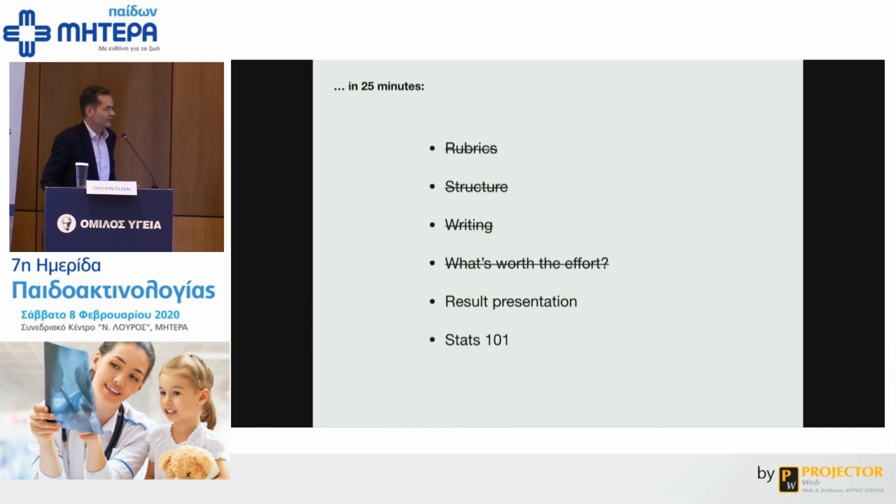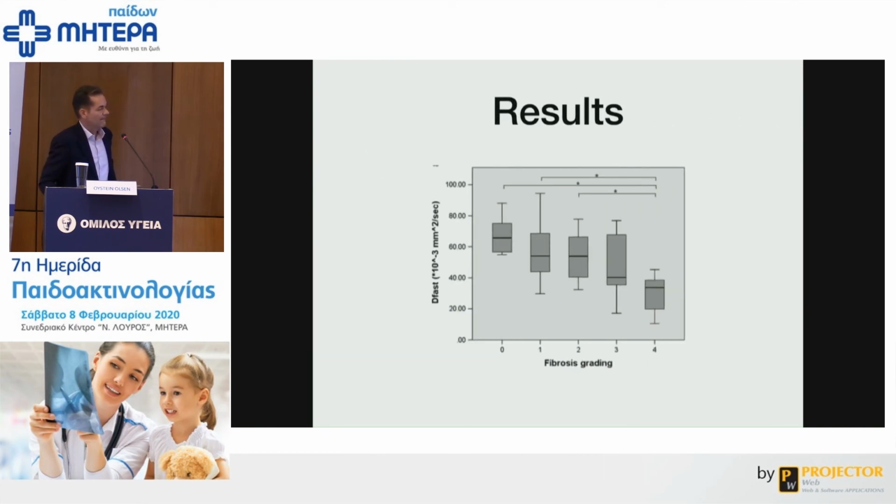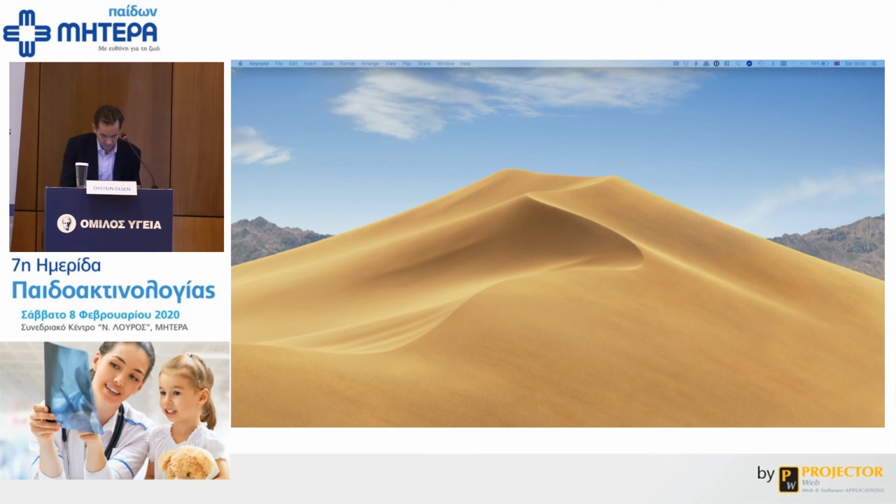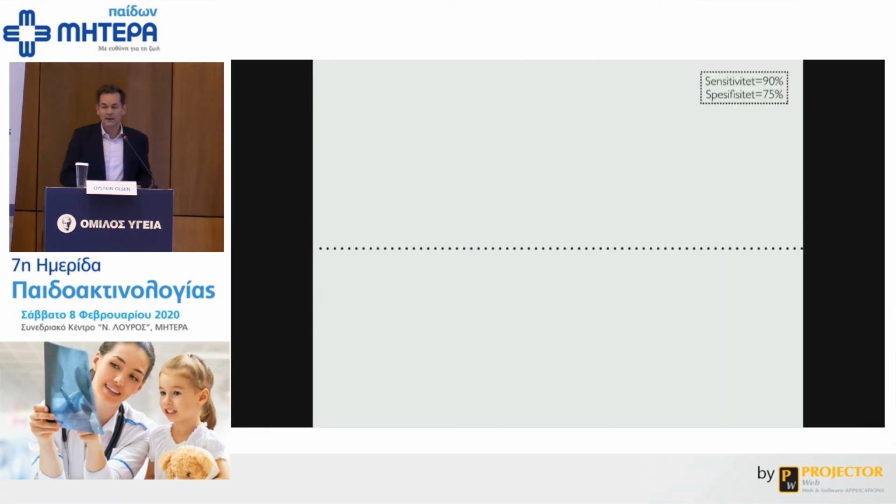Two left. Result presentation. Very short. I'm going to skip that because I think it's less interesting and I don't have that much time. But there's one little point I want to make, because many people, when they write articles on accuracy, put that the sensitivity of the test was so, the specificity was so, and the positive predictive value, the negative. This I don't want to see, and I will explain to you why.